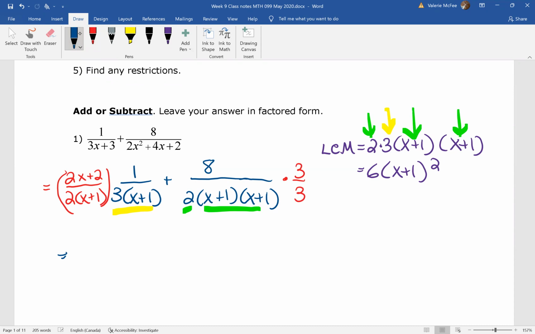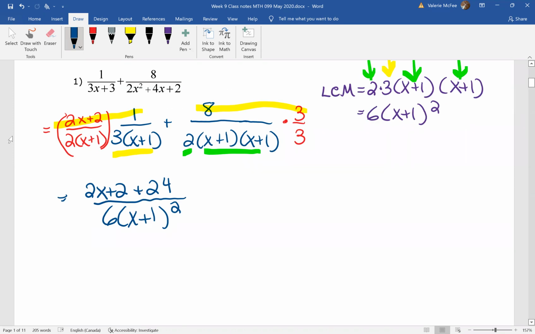So we can write all of this over our common denominator, 6 times x plus 1 all squared. My numerator, I have 1 times 2x plus 2. That's just 2x plus 2. And 8 times 3 is 24. So we have 2x plus 26 all over 6 times x plus 1 all squared.